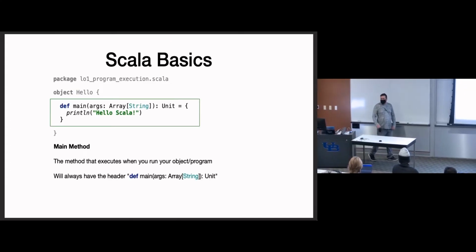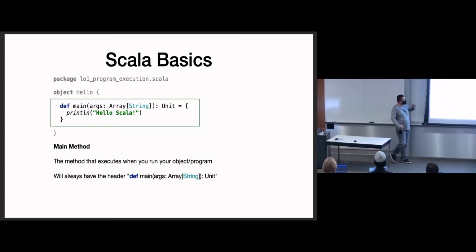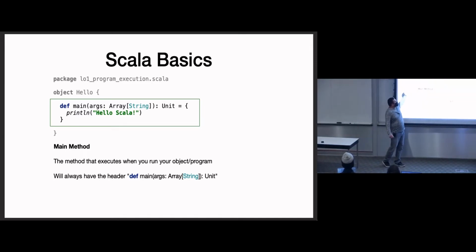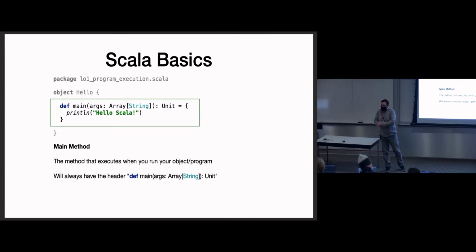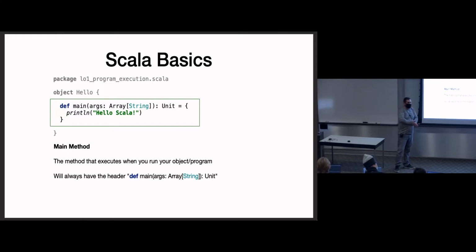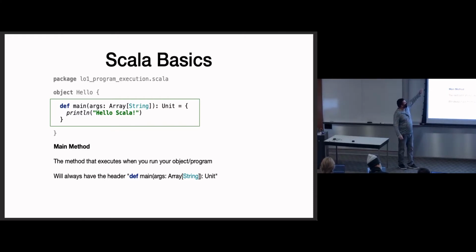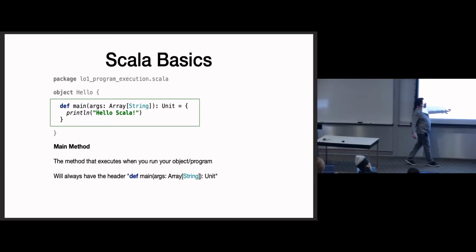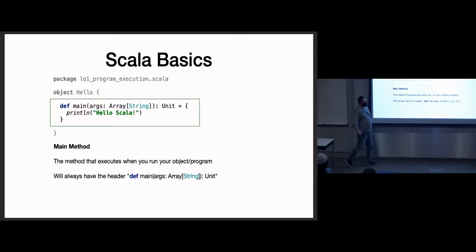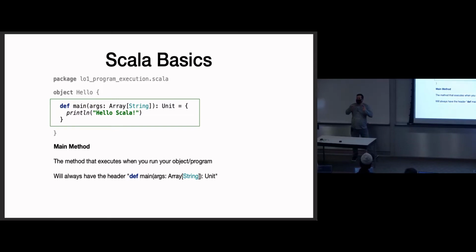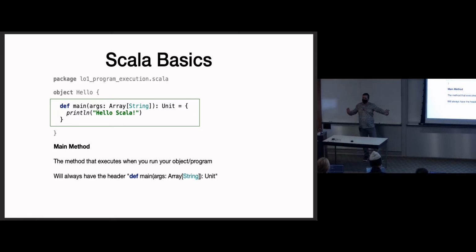Inside our object, we can define our methods. And there's one very special type of method. The next example is going to talk about how to define methods, what all of these pieces mean. But for a very special method named the main method, it'll be structured exactly like this. It'll say def main args array of strings unit. If you have a method that has that exact signature, that's going to be your main method.